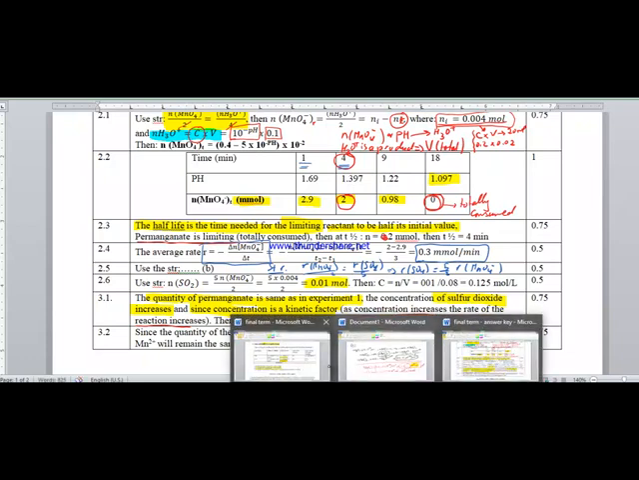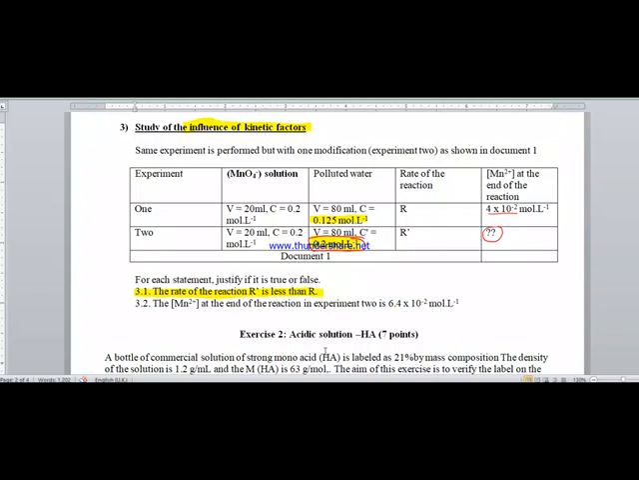For the second statement, it is about the concentration of Mn2+ at the end of the reaction in experiment 2. We want to determine if this value is correct or not. It might be 6.4, greater than in experiment 1. Will reaction 2 produce more Mn2+ or not?